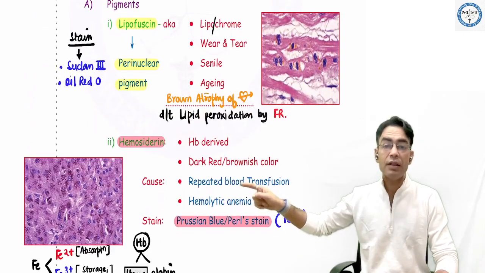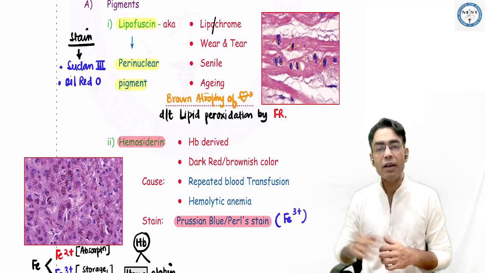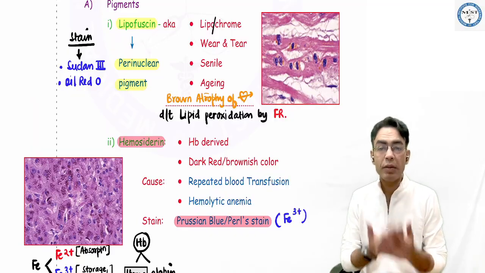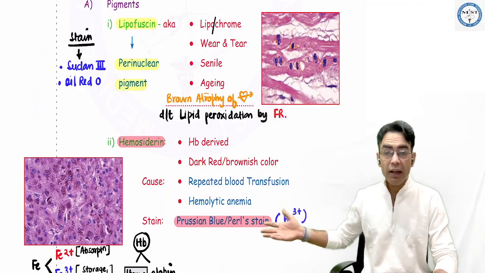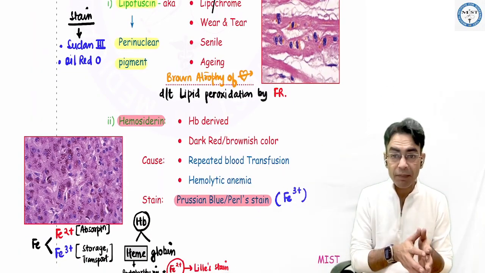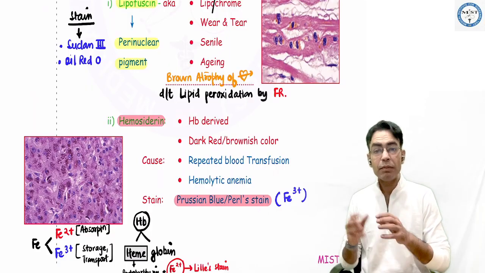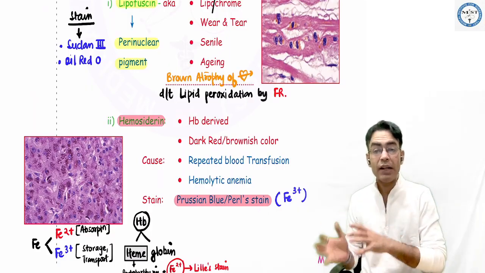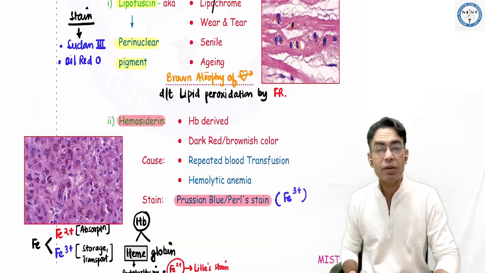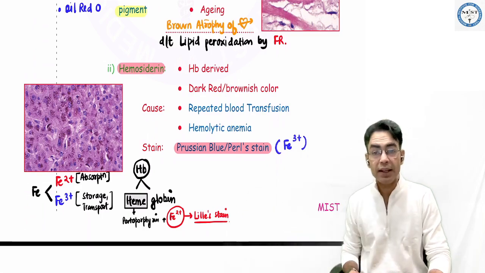Whereas hemosiderin is hemoglobin derived, dark in color if too much hemoglobin is there, so dark red brownish in color. Why can it happen? Due to hemolytic anemia or repeated blood transfusions. The stain: hemoglobin contains iron, which form of the iron? Fe2+. But because it is getting deposited, iron converts into the ferric form, and therefore the stain is Perls Prussian blue. The stain for the ferrous form of the iron, I told you, is Lily stain.